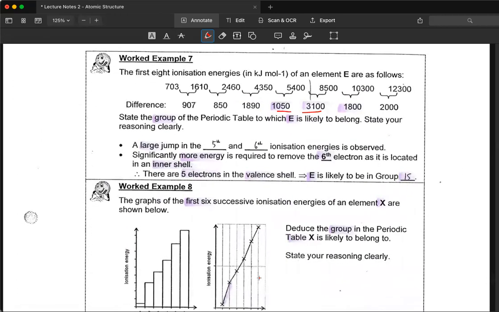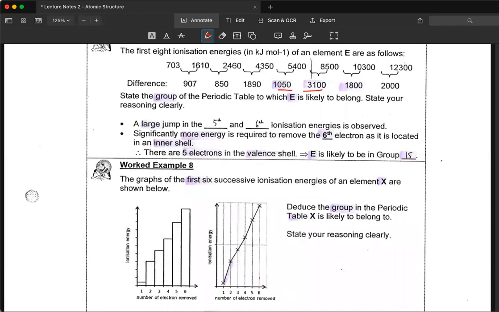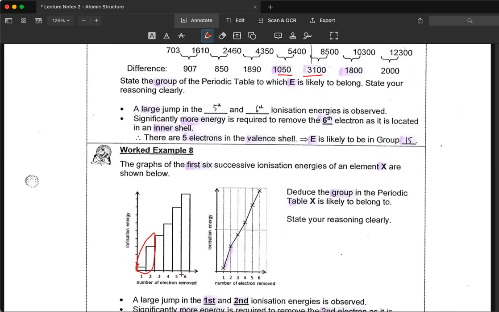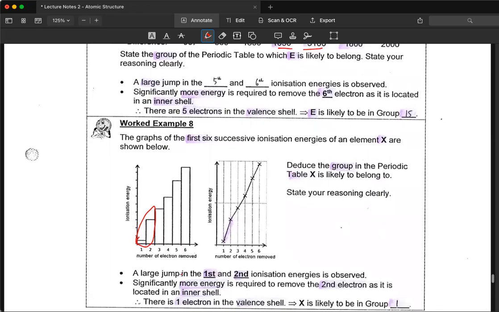How about this question? Try this question and pause the video. Now, this is a different format of question. Instead of giving you the data, they present it in graphical form, in bar chart form. So where do you see the significant jump? You can see it's here, right? Group 1 to 2, am I right? It's between first and second. I hope you're able to see that. So there's a large jump between first and second IE.